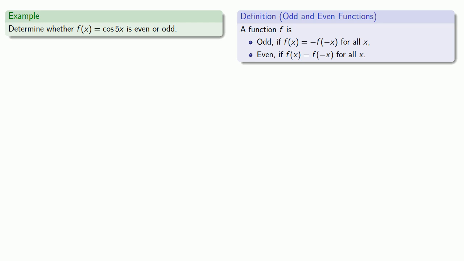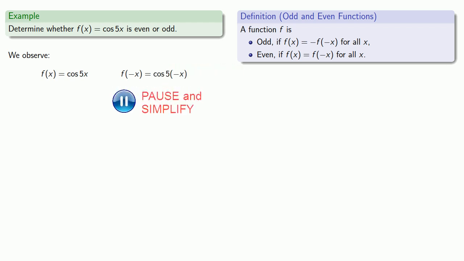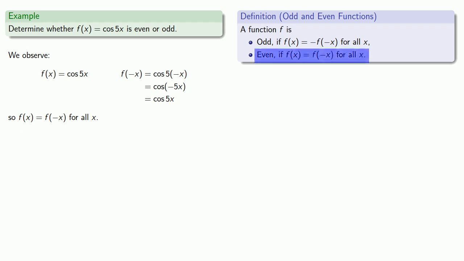So let's determine whether f of x equals cosine of 5x is even or odd, and we observe that f of x equals cosine of 5x. F of minus x is cosine of minus 5x, which simplifies to cosine of 5x, and so f of x equals f of minus x for all x, and so f of x equals cosine 5x is an even function.